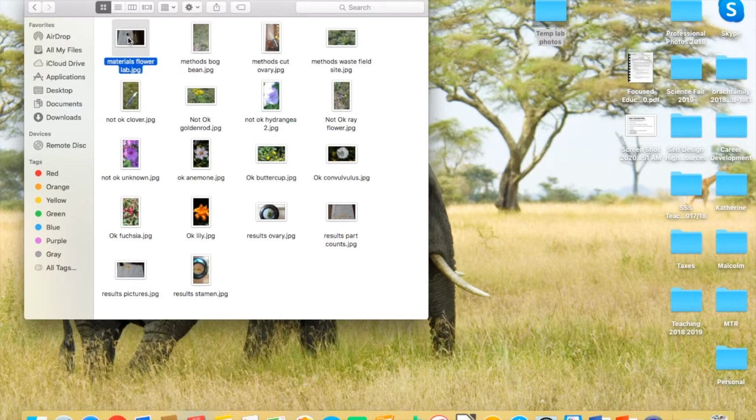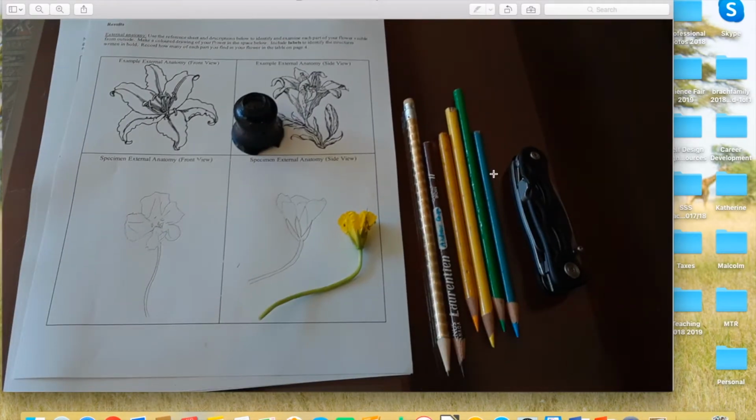Let's go back, however, to the materials. All the materials you see here, this one right here, the knife, or something like it, maybe even a pair of scissors, that's the one thing I would bring with me going outside. Although it certainly couldn't hurt to bring your phone to take some photos.